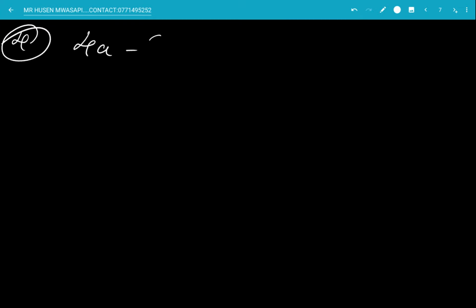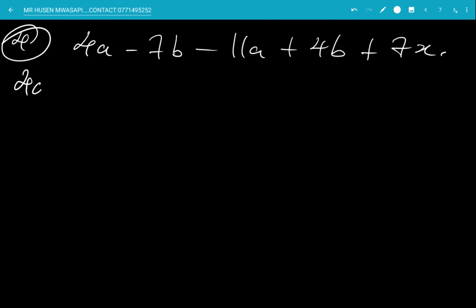Alright, example number 4. Say you have 4a minus 7b minus 11a plus 4b plus 7x. So let's collect the like terms. I'll begin with the a's. So I have 4a, and I also have minus 11a. If I move on to the b's, I have minus 7b, so I'm going to write minus 7b. What other b do I have? I have plus 4b, so I'm going to write plus 4b.